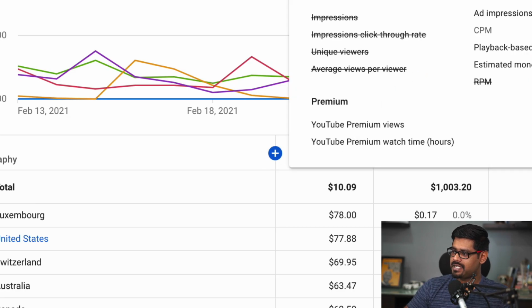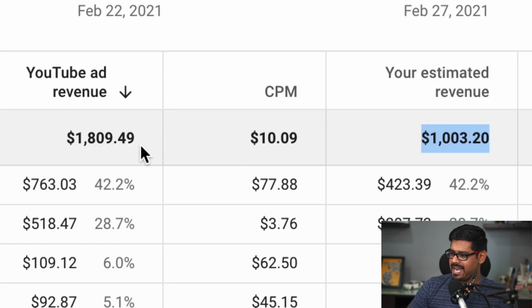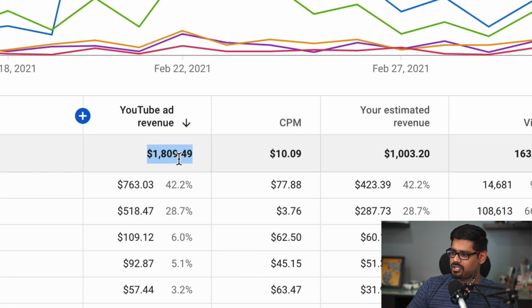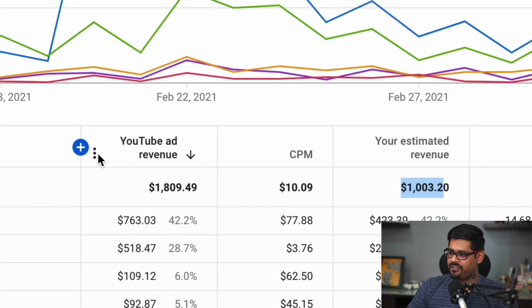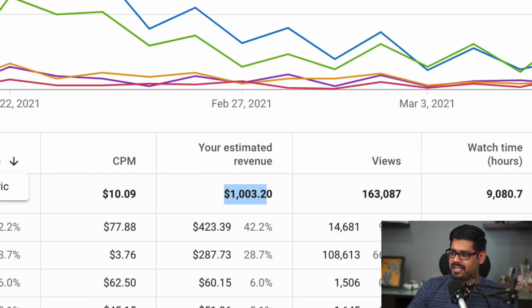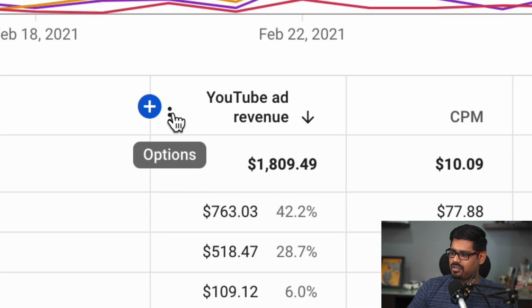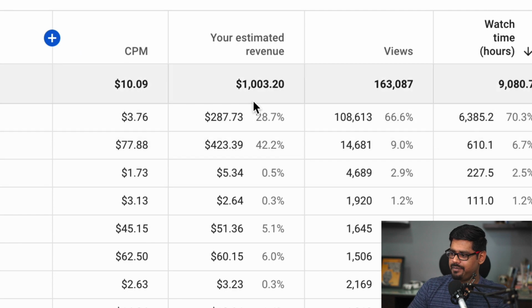Well, if we click on plus and we look at the YouTube ad revenue, we get to see the difference here, and here is the YouTube total ad revenue. So out of $1,809, YouTube keeps around $800 and I get to keep $1,000. We're going to hide YouTube ad revenue right now because this is not what concerns us. What concerns us is the estimated revenue that I make. And because the percentage is always the same, as you see, 28.7, 28.7, it doesn't really matter if we keep YouTube ad revenue here or not. So we're going to just hide this metric and have a look at CPM and the estimated ad revenue.